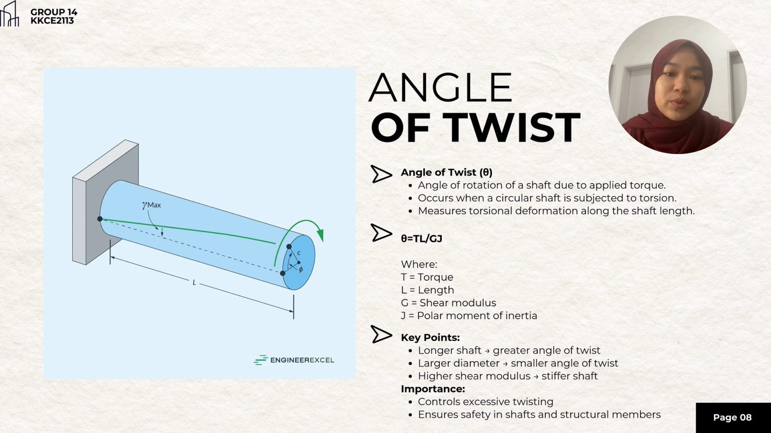A longer shaft will produce a larger angle of twist, while a shaft with a larger diameter and higher shear modulus will twist less. This concept is important to prevent excessive deformation and to ensure structural safety.